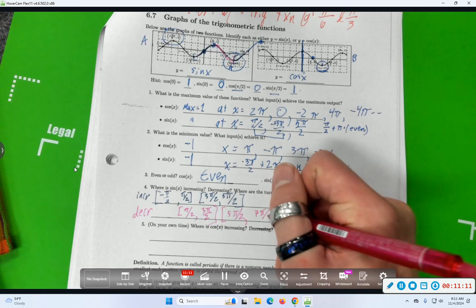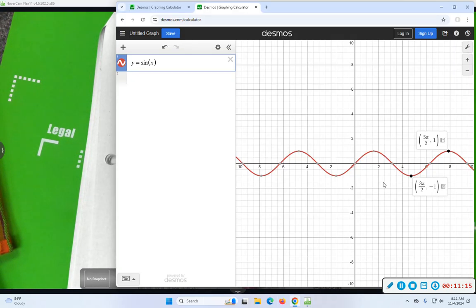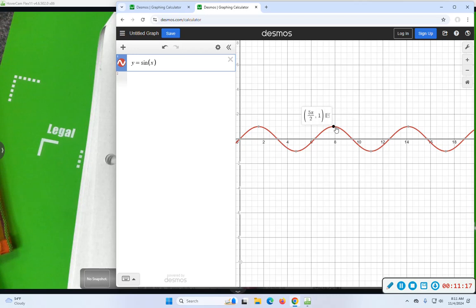And now let's just confirm that intuition by checking out the graph. There's 5 pi over 2, 7 pi over 2, 9 pi over 2. Yeah. It looks like every time you go right by pi, you get to another turning point, starting at pi over 2.